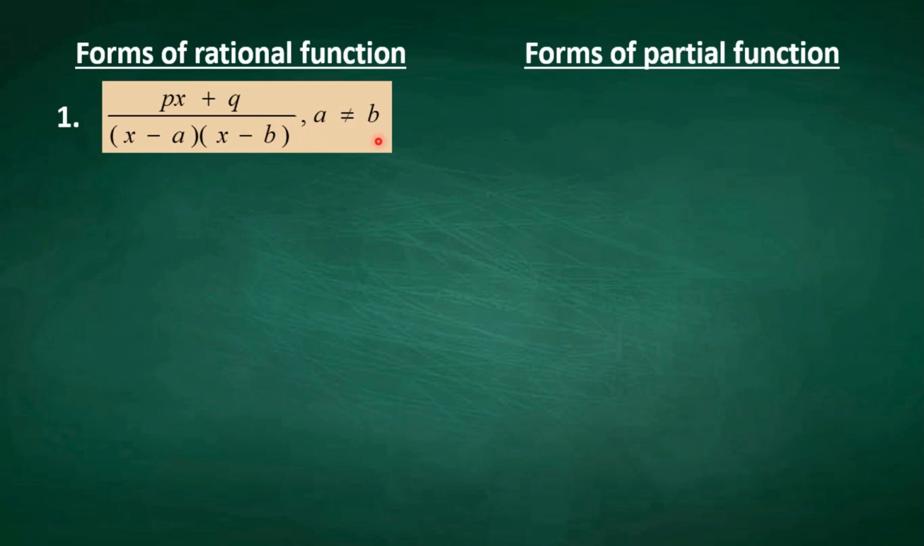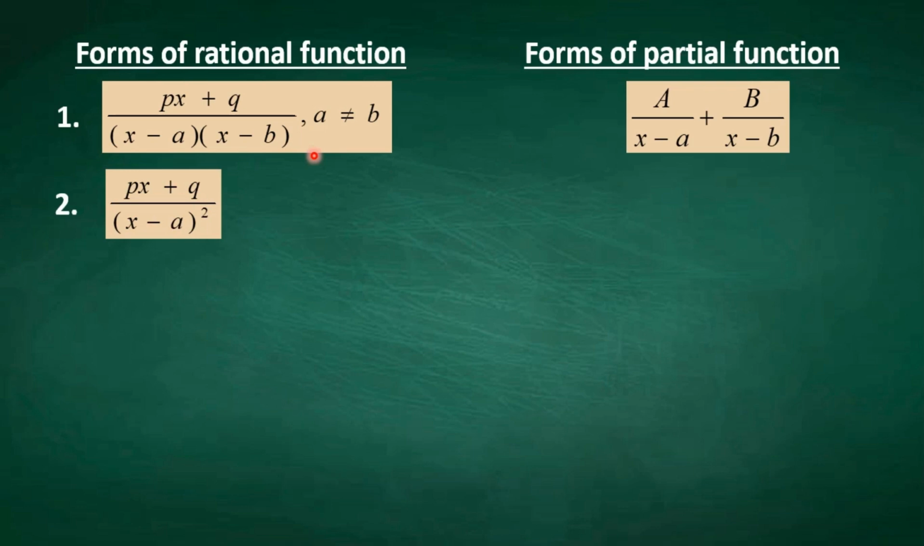So the respective partial fraction will be of the form a over x minus a plus b over x minus b. So you can solve using the variables a and b. The values of a and b are to be solved using simultaneous equations. Alright, the second form, when the linear factors in the denominator are the same, so that can be expressed as x minus a whole square. In that case, you should take the partial fraction in the form a over x minus a plus b over x minus a whole square.